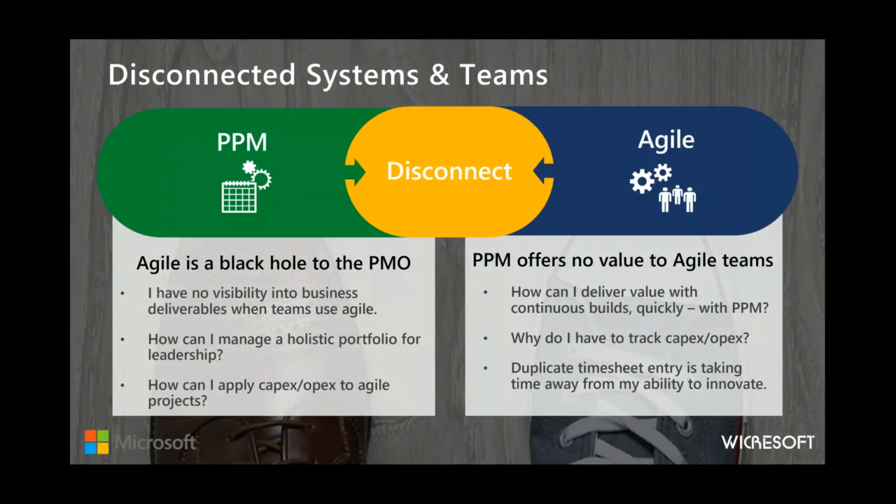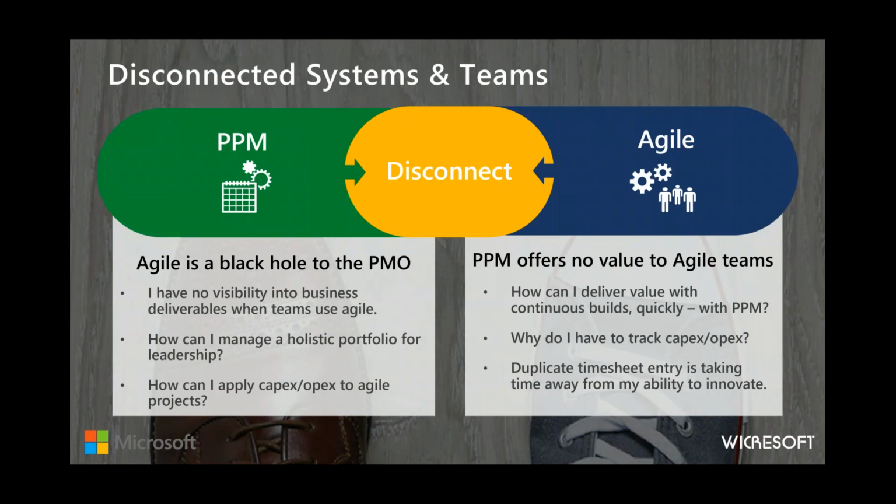And the challenge we've had in organizations today is that traditional PPM, the more governance-driven type of model that is usually embraced by PMOs, or has been, to them, agile has been a little bit of a black hole, because people are using different agile tools and doing their iterative things, and sometimes they don't have the visibility they would like into what's going on with the agile teams. And then how can they manage a holistic portfolio and provide that to leadership if they don't have good visibility into that? Or how can they manage and apply CapEx and OpEx to those types of projects?